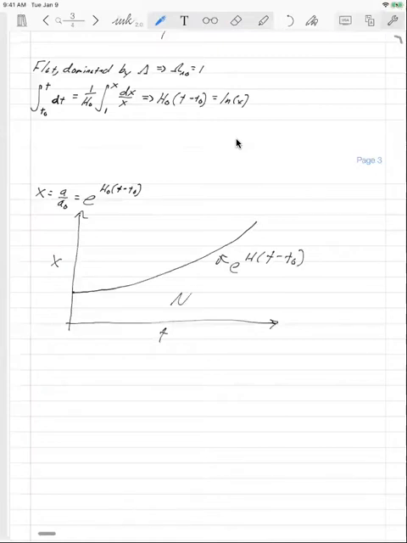And there is no Big Bang for that solution.